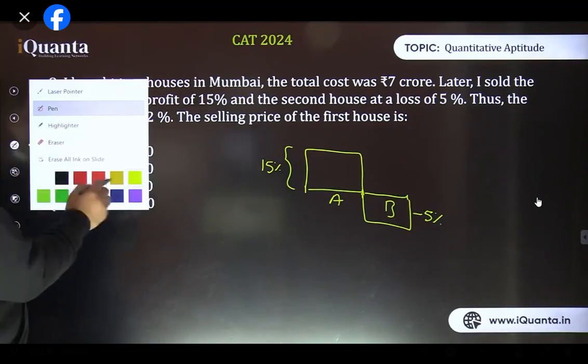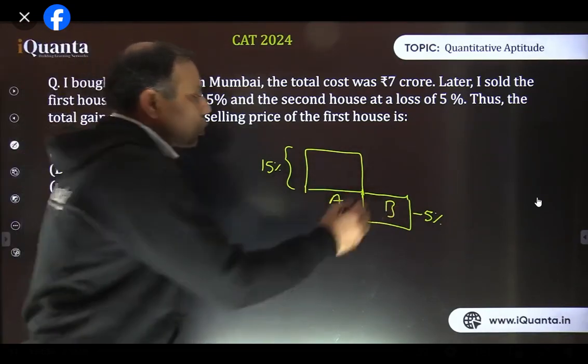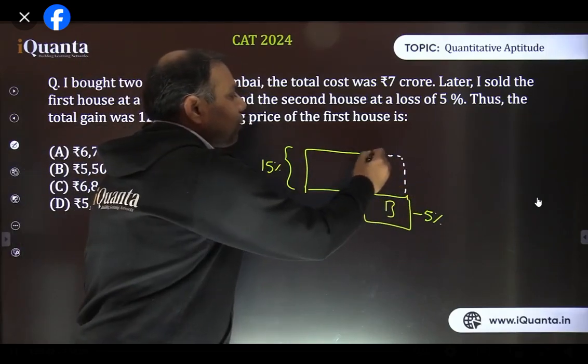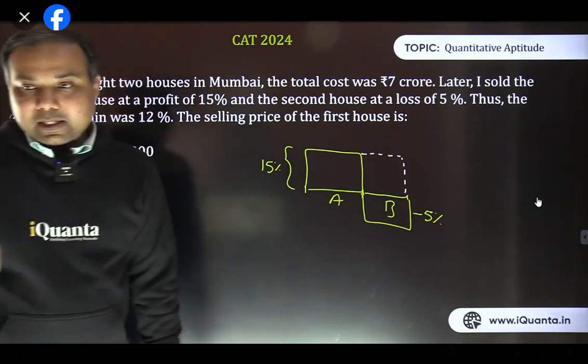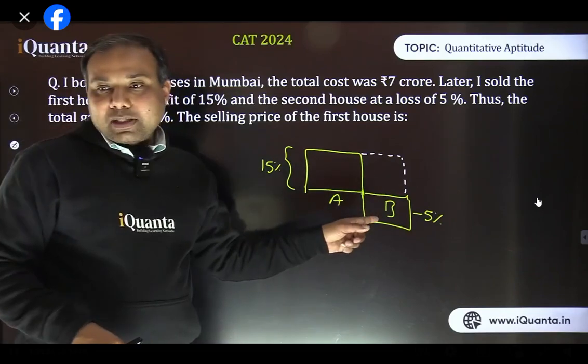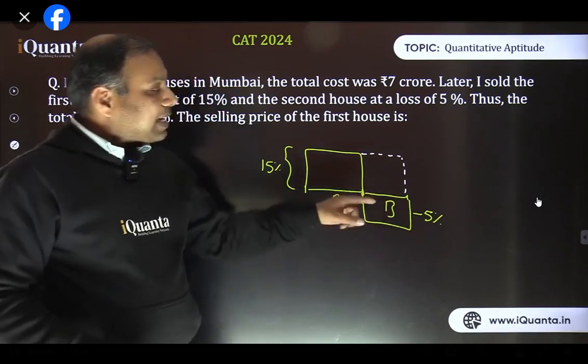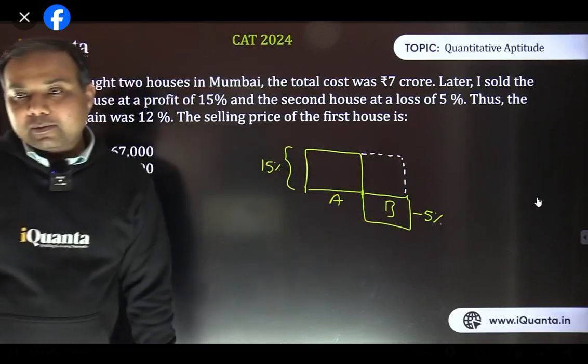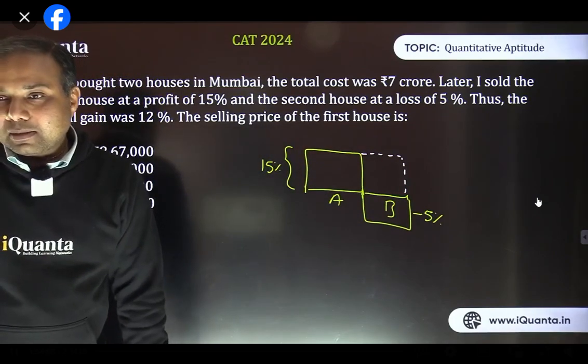Just think and tell me, if on the second house also, in spite of 5% loss, there would have been a profit of 15%. Listen again what I'm saying. If on the second house, in spite of 5% loss, if there had been 15% profit as the first house, then what would have been the overall profit? Please tell me.